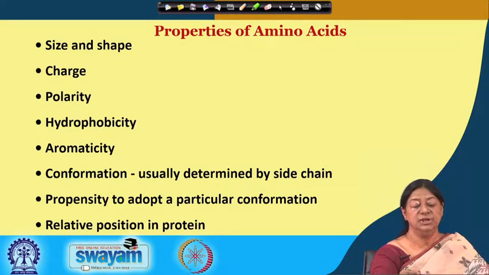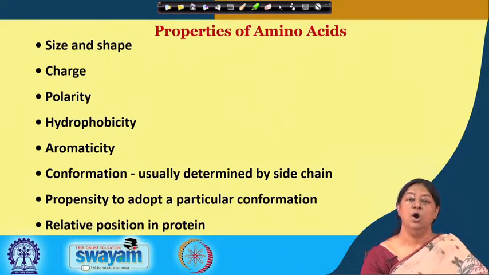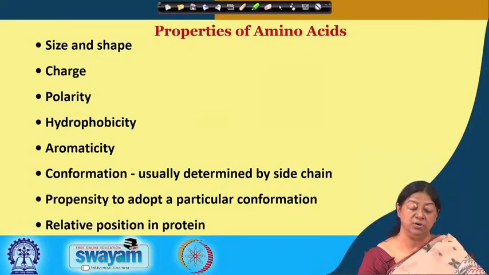So, the size and shape is an important feature of the amino acid. The charge, the polarity, its hydrophobicity, its aromaticity, the conformation that it usually adopts, the propensity or why it would adopt a particular conformation, and the position in proteins.